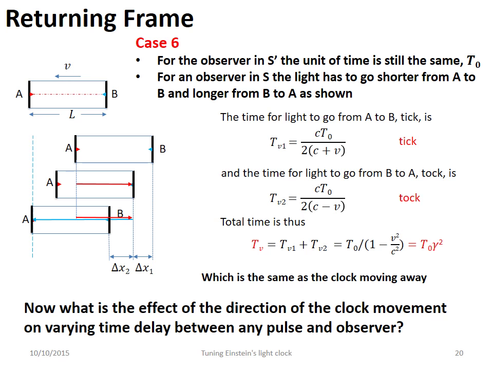Now, what is the difference of the direction of the clock movement on varying time delay between any pulse and observer?